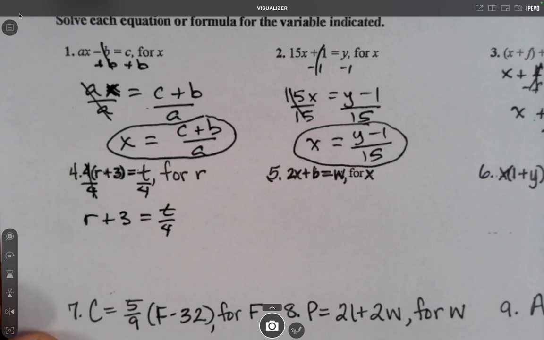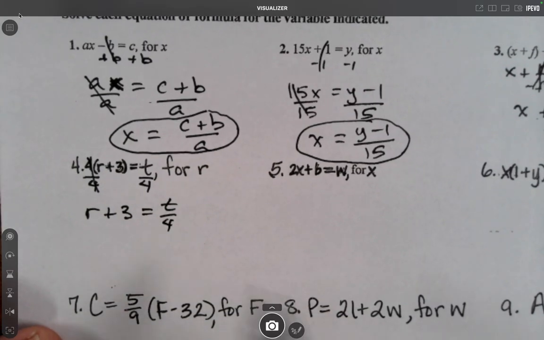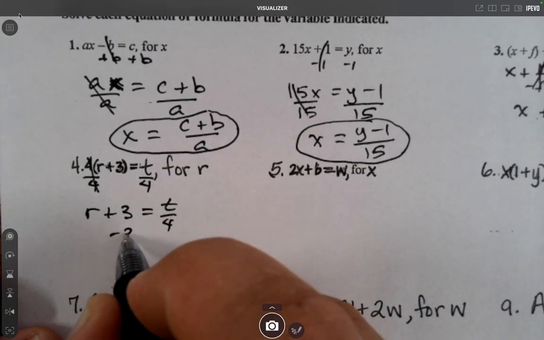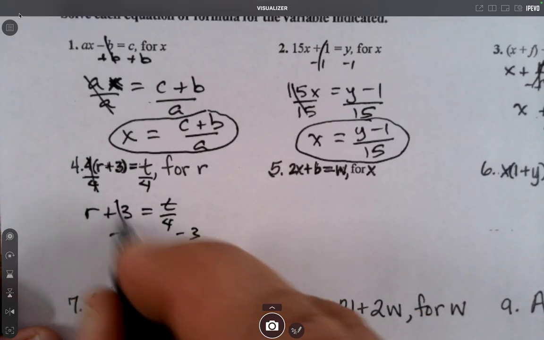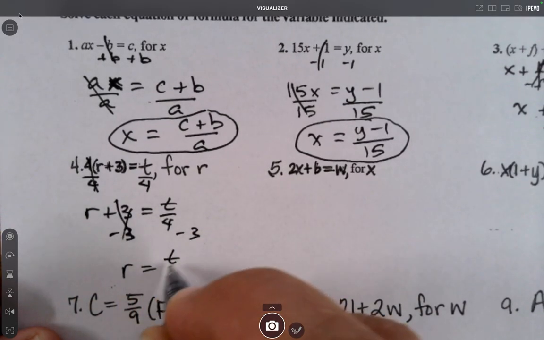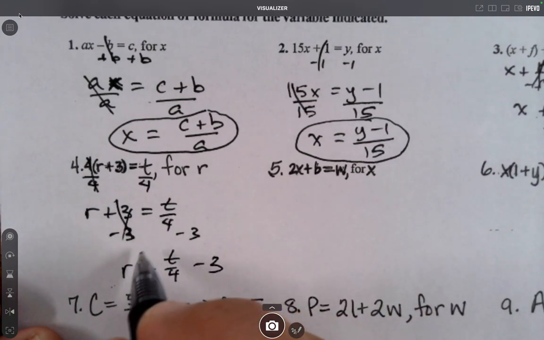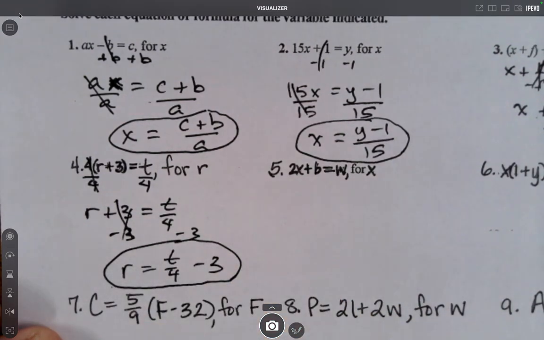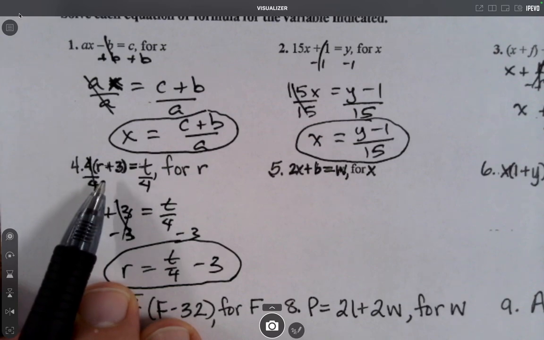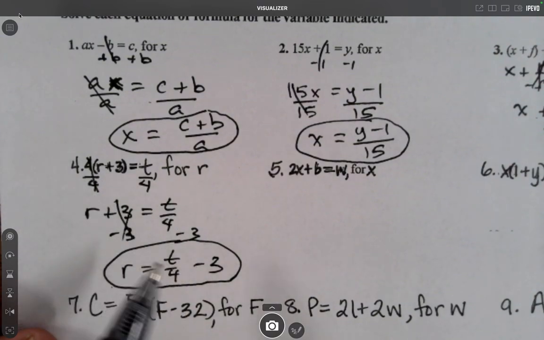And I've got r plus 3 equals t over 4. So r is having 3 added to it, so I subtract 3 from both sides. I get r equals t over 4 minus 3. Now if you choose to distribute, you'll still get an equivalent answer, and that will be counted right just as much.